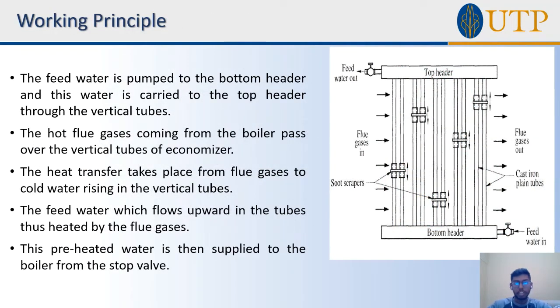As for the working principle of the boiler economizer, the feed water is pumped to the bottom header and this water is carried to the top header through the vertical tubes. The hot flue gases coming from the boiler pass over the vertical tubes of the economizer. The heat transfer takes place from the flue gases to the cold water rising in the vertical tubes. The feed water which flows upward in the tubes is thus heated by the flue gas. This preheated water is then supplied to the boiler from the stop valve.